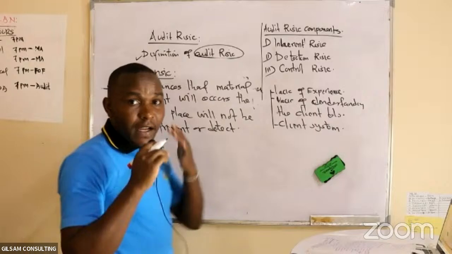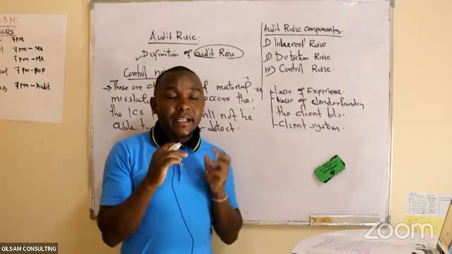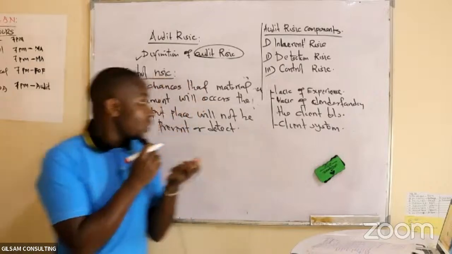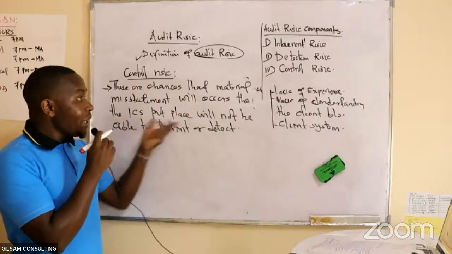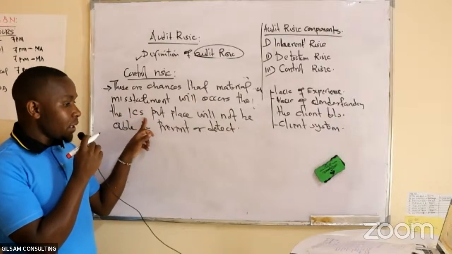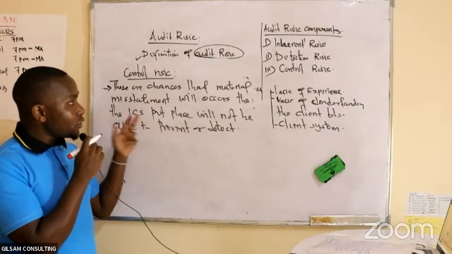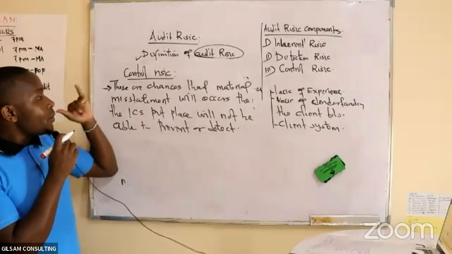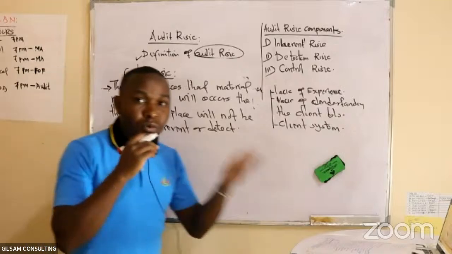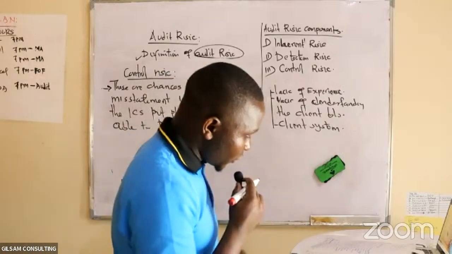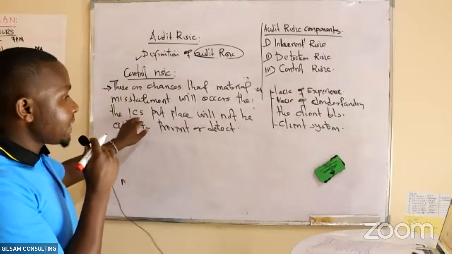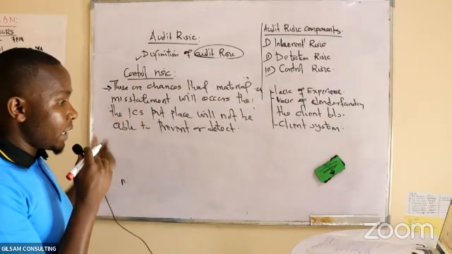Because that is a control risk, you are in a position to control it, but you didn't manage to control it. Why? Because of a weak internal control system. If you have a weak internal control system, automatically you will incur control risk. You will incur risk which you could have controlled, but you didn't manage to, because of weak ICS.